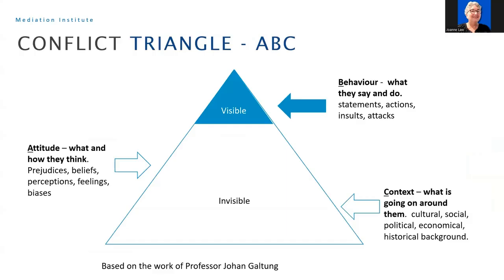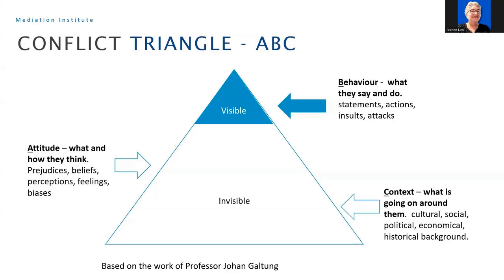Here's another theory, the conflict triangle, and just this little ABC mnemonic. So A is for attitude, what and how the parties think. So that's the prejudices, the beliefs, the perceptions, the feelings, the biases that are filters to their perception. So part of what we're doing in mediation is helping to surface those and bring them to people's awareness so that they can see where there's misunderstandings that have coloured their attitude perhaps.